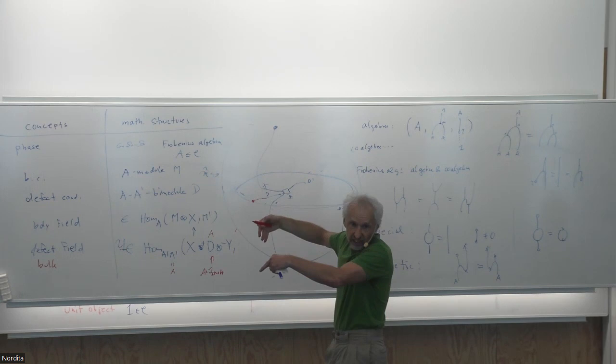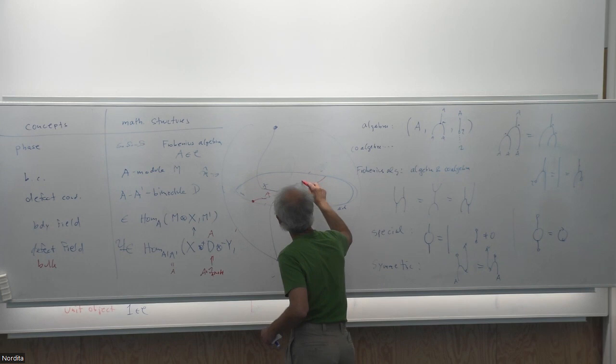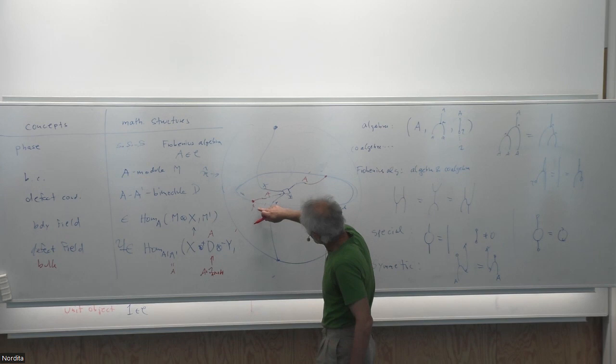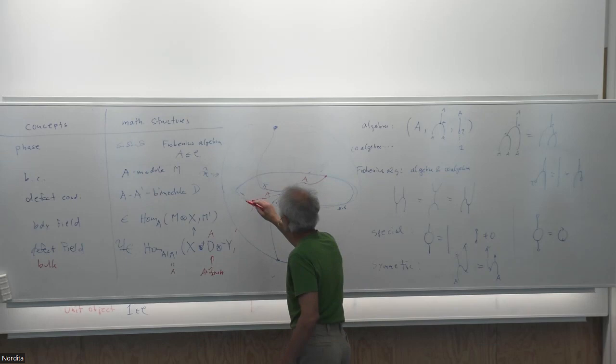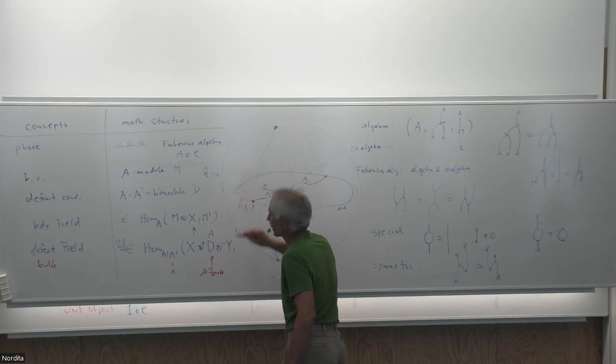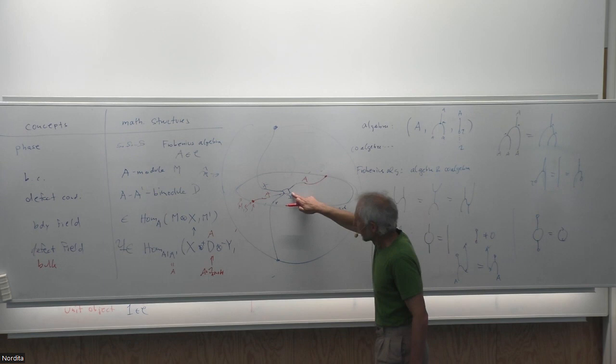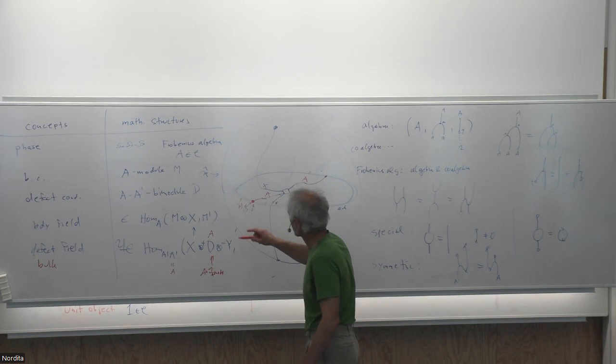But now let's look at a special case where it's a bulk field. So I just have an A line. And then here I have to specify a morphism. The boundary condition is some module M, which comes with a representation map rho, and the rho associated here. So psi is some morphism here. Here I have a specific morphism.